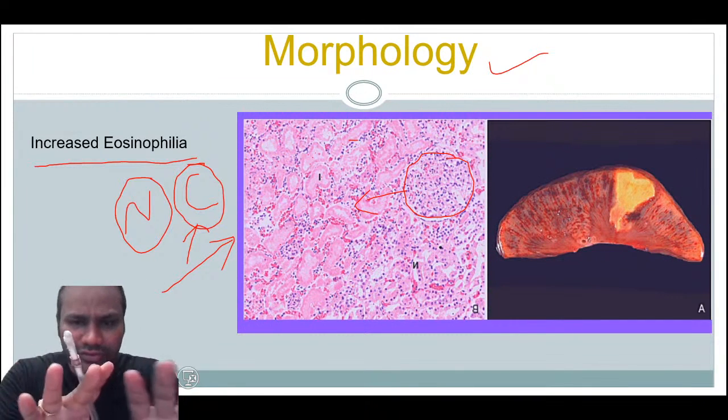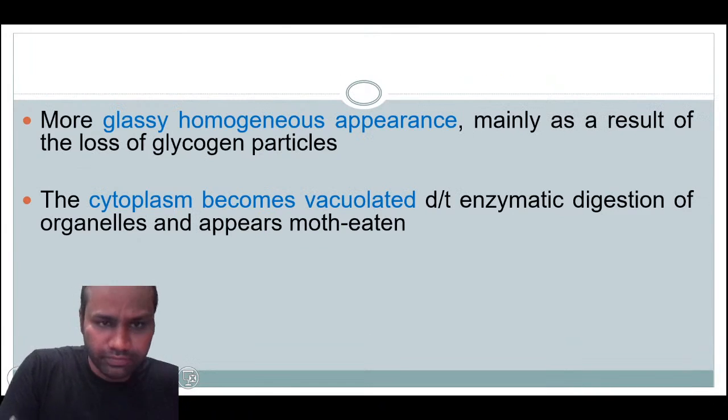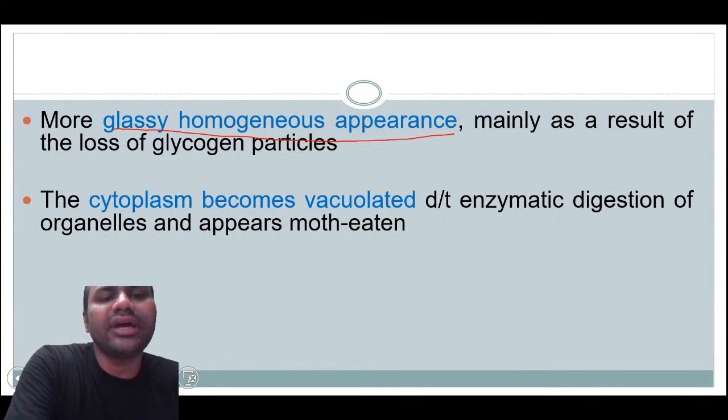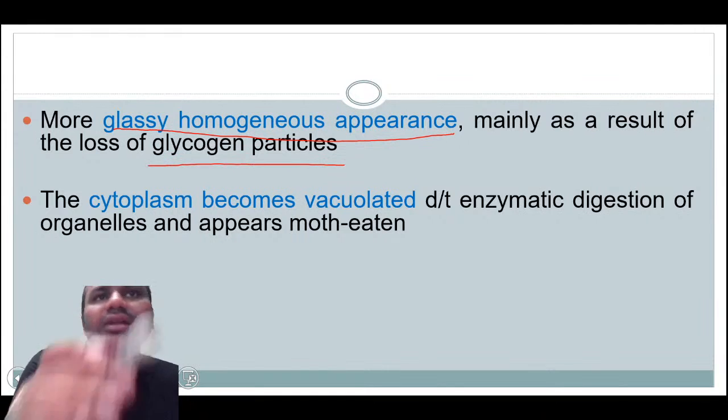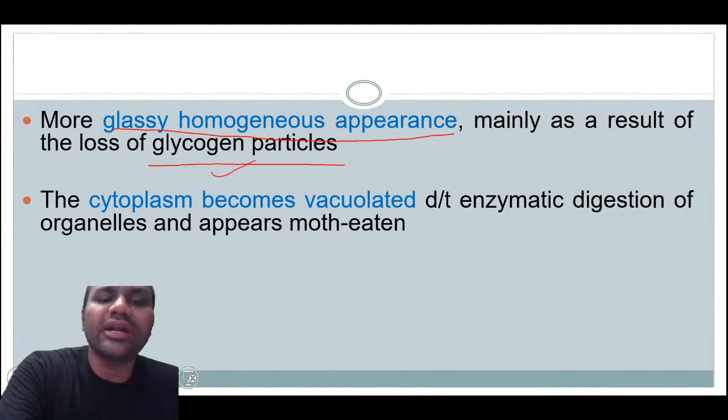Here you cannot see through these cells. There are a lot of things within this cell, but the ground glass appearance has increased. Glassy homogeneous appearance will be seen, as a result of loss of glycogen particles. All the cell components are digested, so because of loss of glycogen particles, there will be a glassy homogeneous appearance.